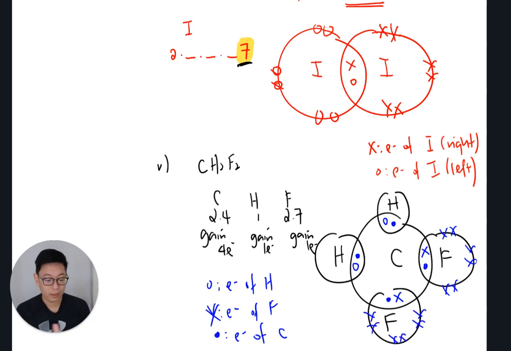I hope these 5 dot and cross diagrams have given you a clear idea of what to do the next time you come across one of these. So that's basically it, and see you next time.